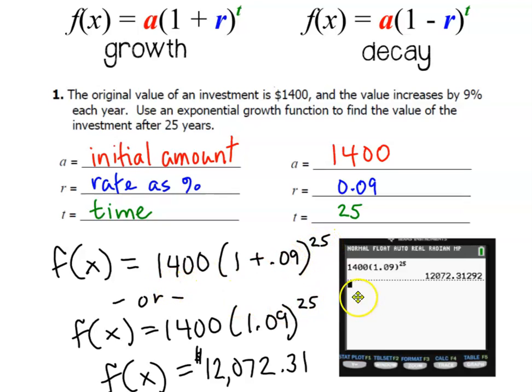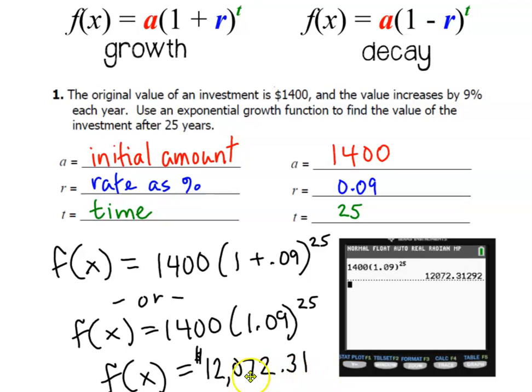Notice that I then used my calculator. I typed exactly, right? I can type exactly what I see, or if I'd like to, I can simplify 1 plus 0.09 in my head. You don't have to though. You can type that out the long way. Now, because this problem is talking about money, notice that I rounded to the nearest hundredths, right?